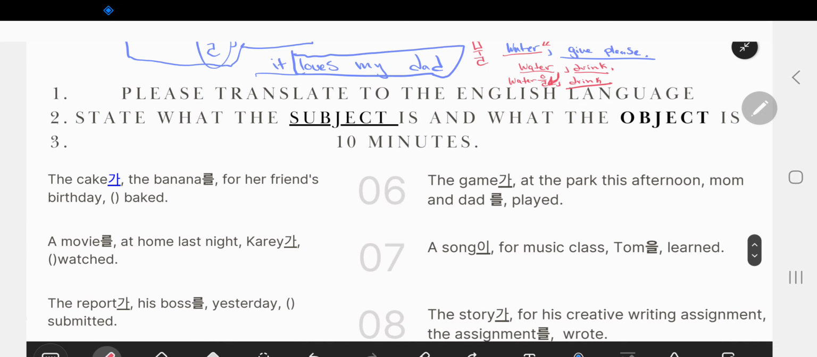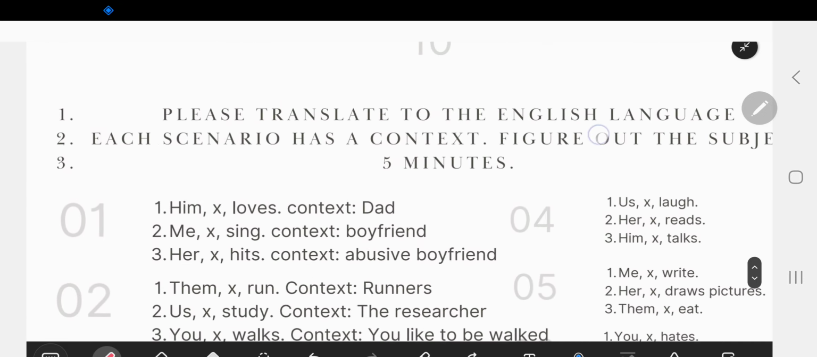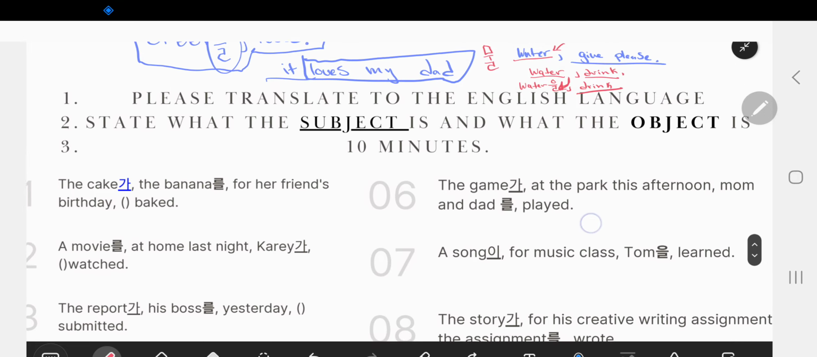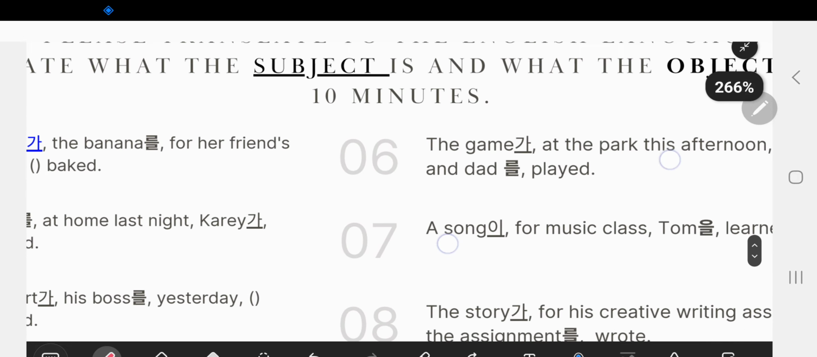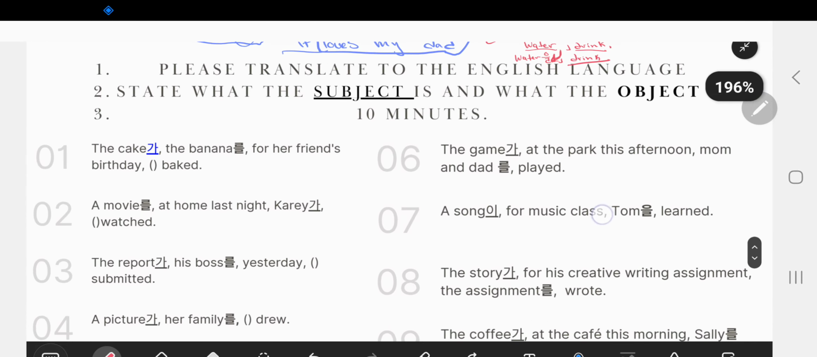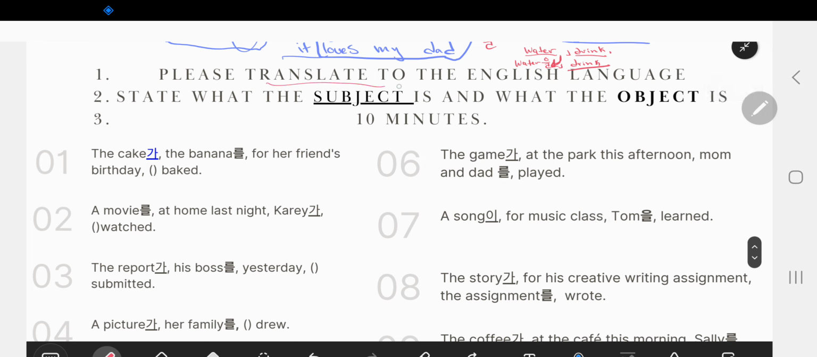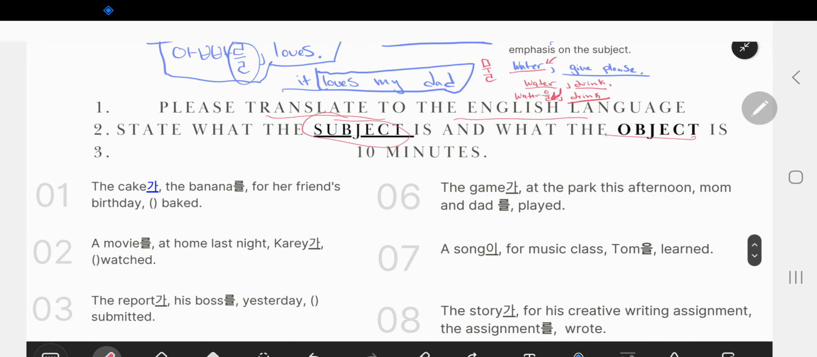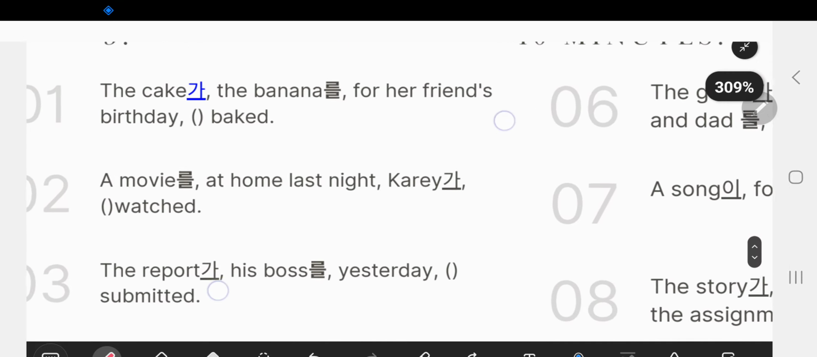Okay, so this is another exercise that I want you to do. This is going to be just a little bit different. Please translate to the English language and state what the subject is and what the object is, and I will give you 10 minutes. Okay, or you can pause the video, but I will do the first two for you.